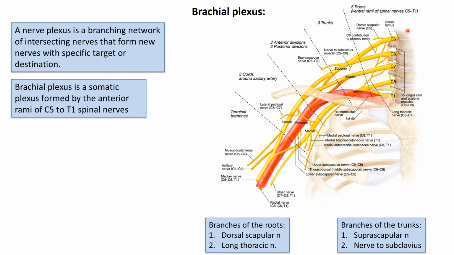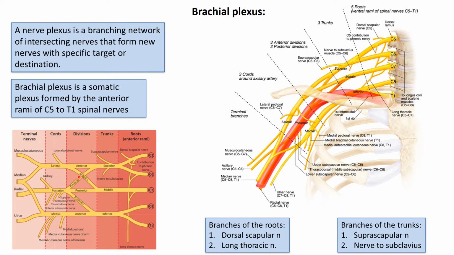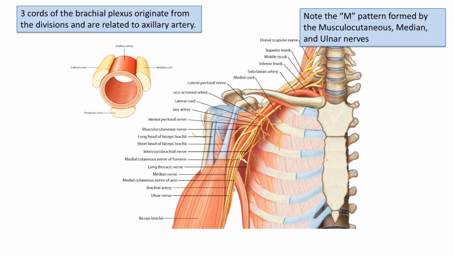Now, there are no branches coming from the divisions. And this cartoon is just to make it easy, so that you can see all the roots of the brachial plexus, and then they form trunks. Trunks divide into divisions. Divisions again join together to form cords, and the cords eventually will give all the terminal branches. We'll look at the terminal branches in the next slide. Now, so we said there are 3 cords of the brachial plexus, and why are the cords most important for us today?